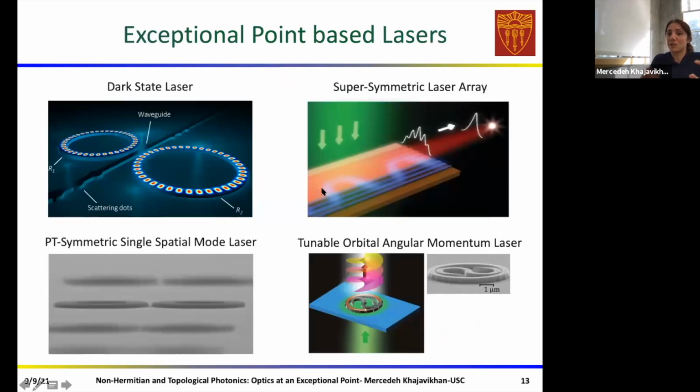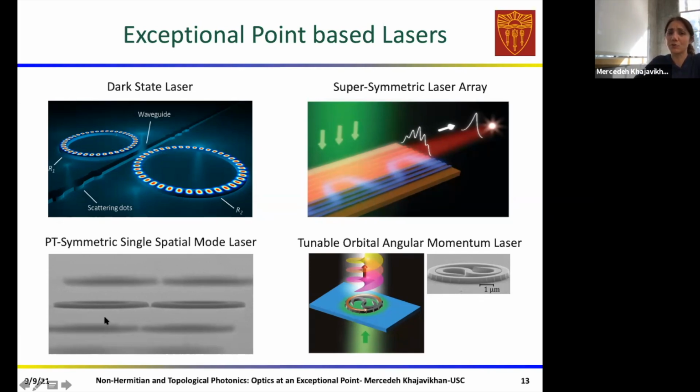So as I said, over the years, we looked at many different systems, many different arrangements that were supporting exceptional points for lasing application. For example, you can here see what was called the dark state laser. This is a laser composed of two rings with different radii, and they were coupled not directly to each other, but through an additional waveguide in between them. This was a proposal by someone else, but we actually did the experiment for it and demonstrated this type of laser and its behavior. It's widely tunable, and it's a very nice single mode laser.